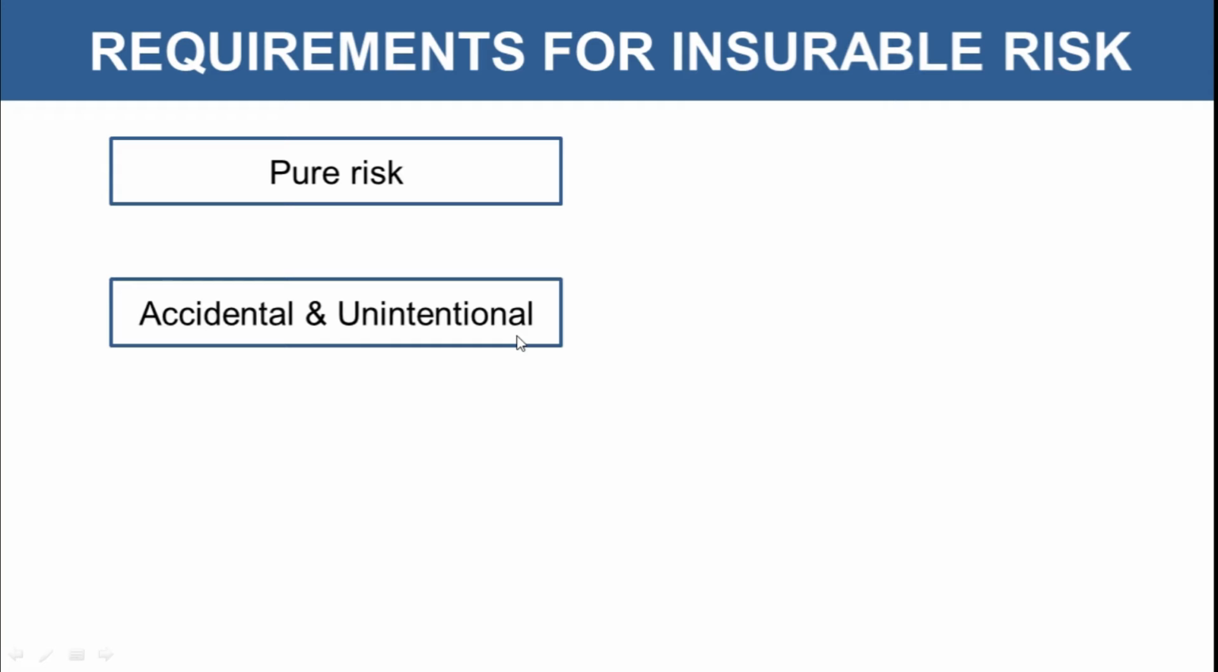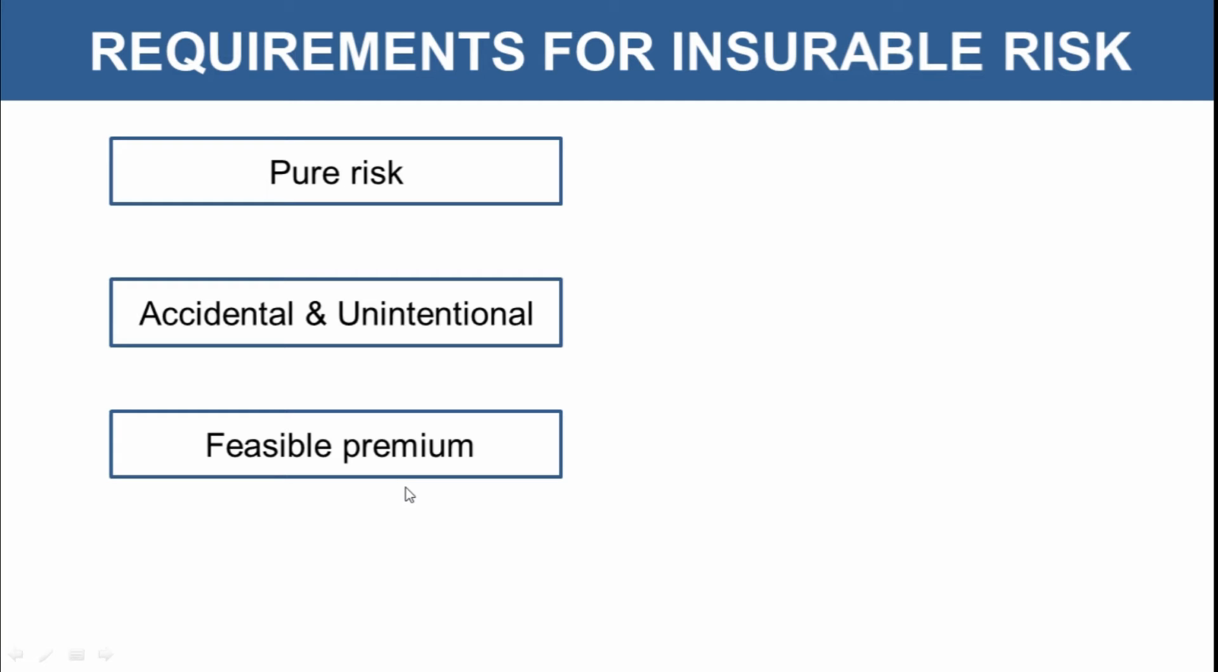Second is accidental and unintentional. To get insurance, it's very important that the risk or the loss in any scenario should be accidental and unintentional. It can't happen that you intentionally damage your vehicle and claim the insurance amount for your vehicle insurance. So the requirement is that it should be unintentional and accidental. The risk and the loss amount should not be specified or certain; they need to be uncertain.